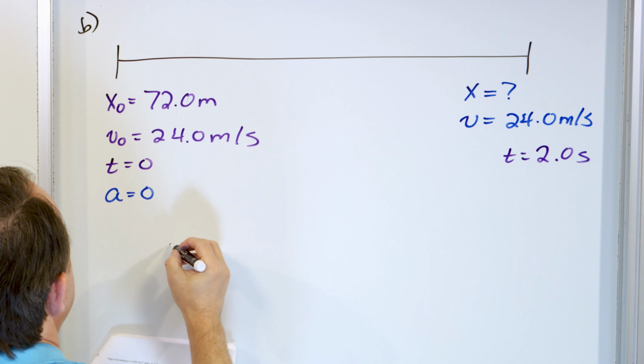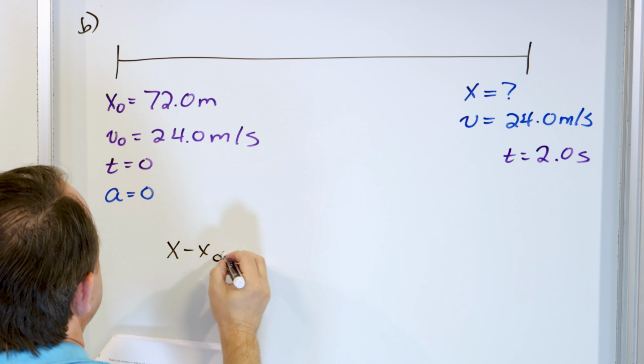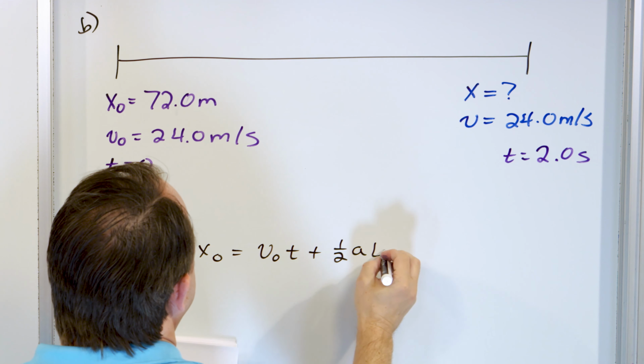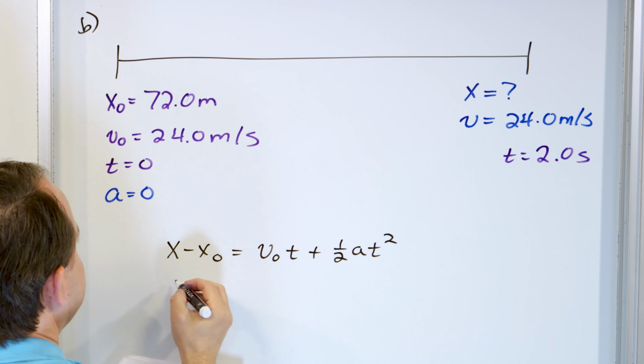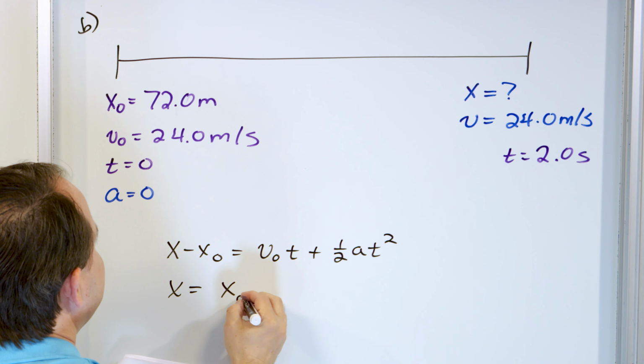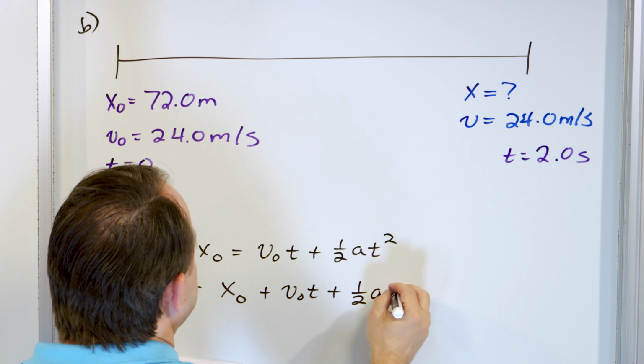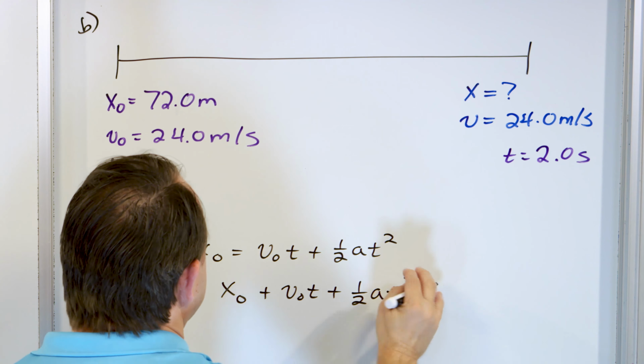We're going to say x minus x naught is equal to v naught t plus 1/2 times a times t squared. I'm going to move the x naught to the other side, so it's going to be the initial position plus v naught t plus 1/2 times a times t squared. All right, now we just stick in everything we know.